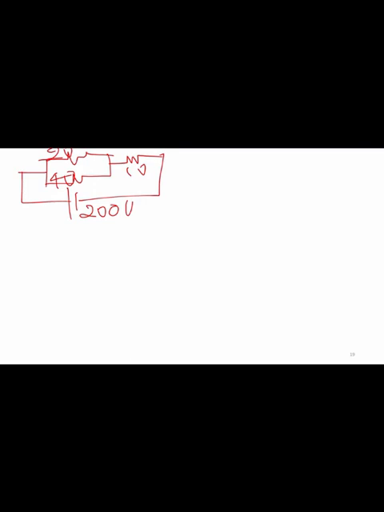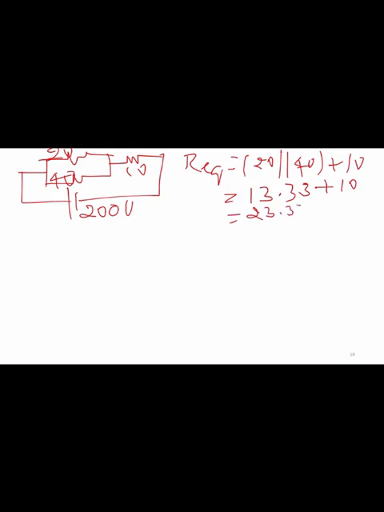To find the current flowing through all the resistors, first we should find the equivalent resistance, so that we can calculate the total current using Ohm's law. The 20 ohm is connected in parallel with the 40 ohm, then both are in series with the 10 ohm resistor. So it is 20 into 40 divided by 20 plus 40, which gives 13.33 ohms, plus 10 ohms in series. So the total equivalent resistance will be 23.33 ohms.